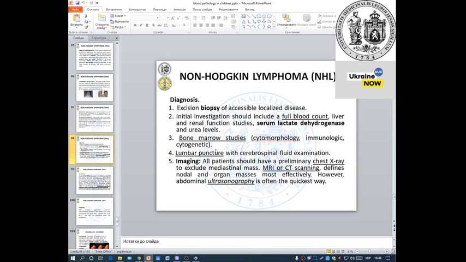For the diagnosis of non-Hodgkin lymphoma, excision biopsy of accessible tumor mass is essential with histological and histochemical investigations. Initial investigation should include full blood count, liver and renal function tests, lactate dehydrogenase, myelogram, and cerebrospinal fluid examination. All patients should have chest X-ray or CT scan, abdominal ultrasound or MRI.